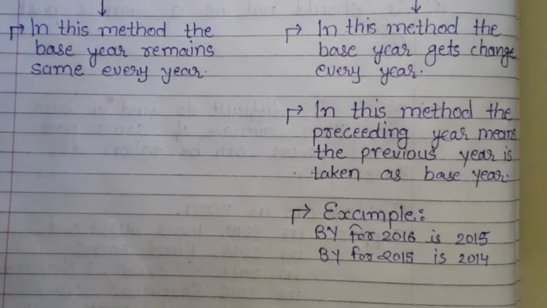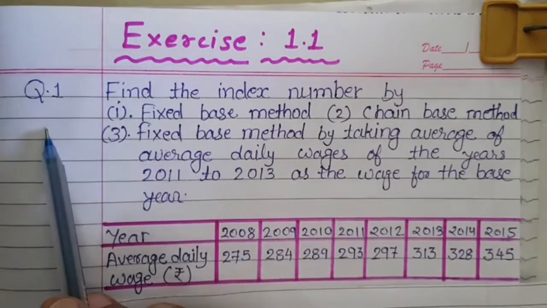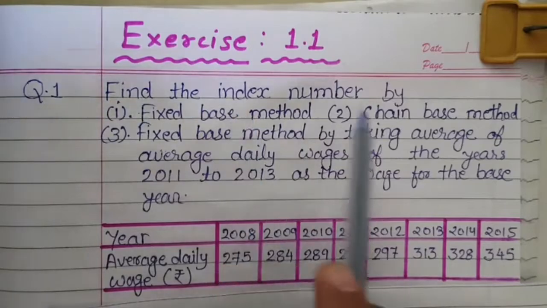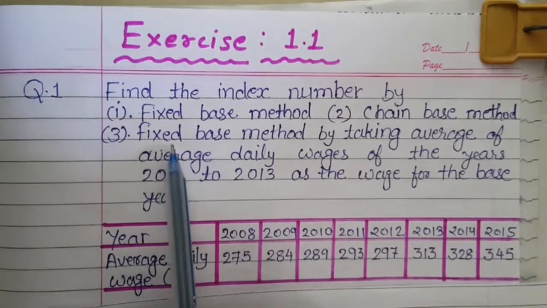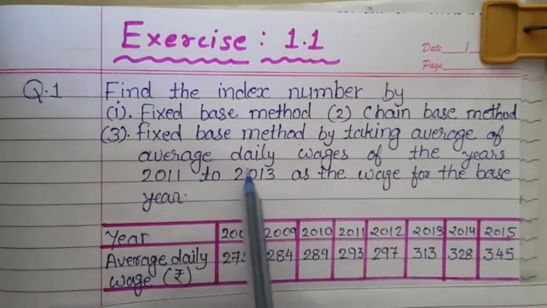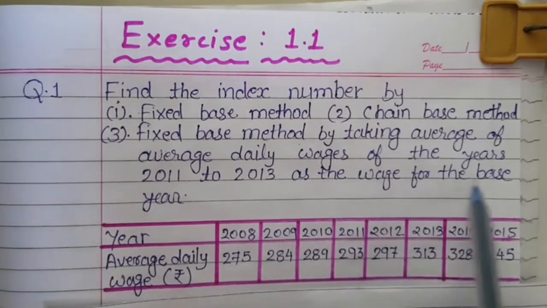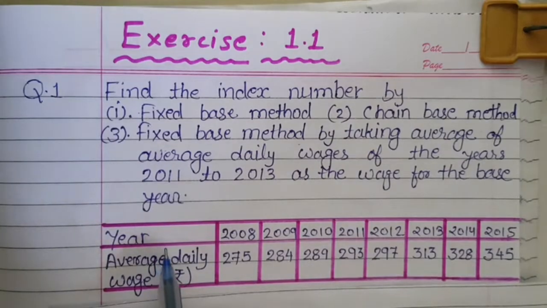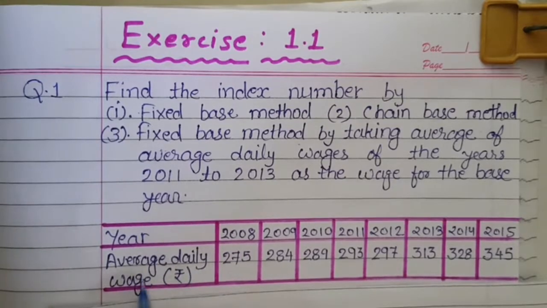So take out your notebooks and pen. We are going to solve exercise 1.1. So friends, you can see here in the first question of exercise 1.1, find the index number by fixed base method, by chain base method, and one more method, fixed base method by taking the average of average daily wages of the years 2011 to 2013 as the wage for the base year. Here they have given us different years from 2008 to 2015 and average daily wages in rupees. So we have to calculate three sums.